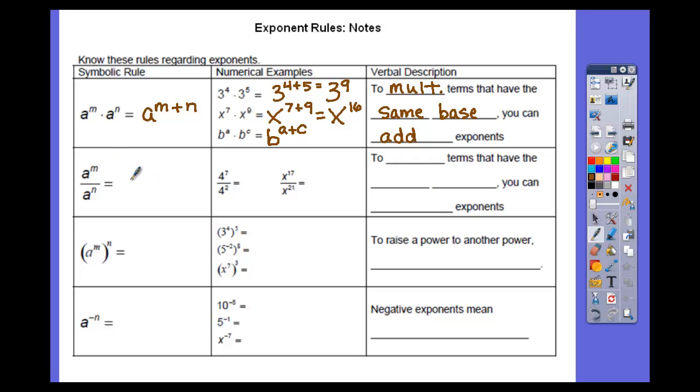This next one, the division, is very similar to the multiply one, except in this one, you take the top exponent and subtract the bottom exponent from it. Okay? So here we're going to do 7 minus 2. And you get 4 to the 5th. Here we're going to do 17 minus 21. And you get x to the negative 4. Okay?